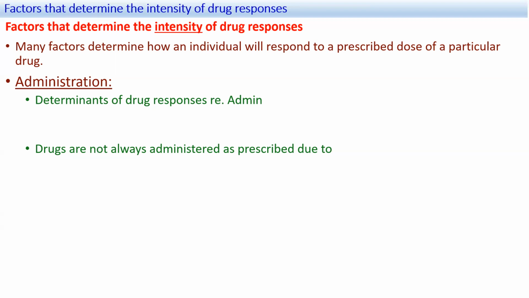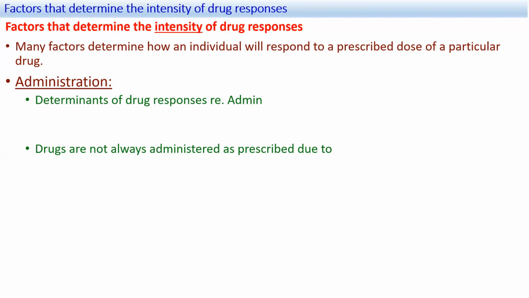Is it in the morning? How frequently, how many times? Twice a day, 3 times a day, 4 times a day, every 8 hours, every 12 hours. If it's once, should it be given in the morning, afternoon, evening, or nighttime? So these three elements are very important in terms of what are called determinants of drug responses regarding administration: the dosage, the route, and timing.